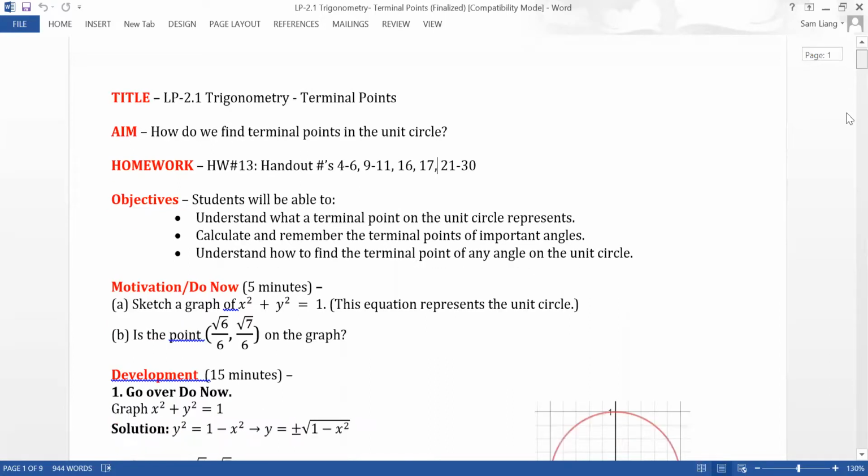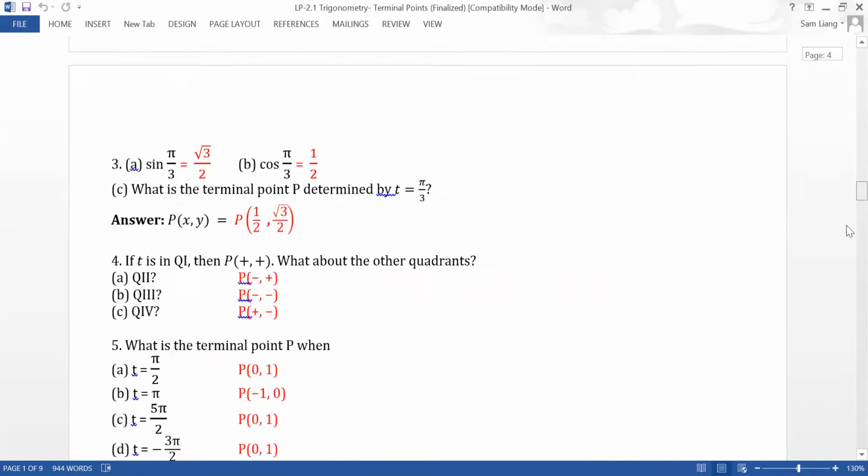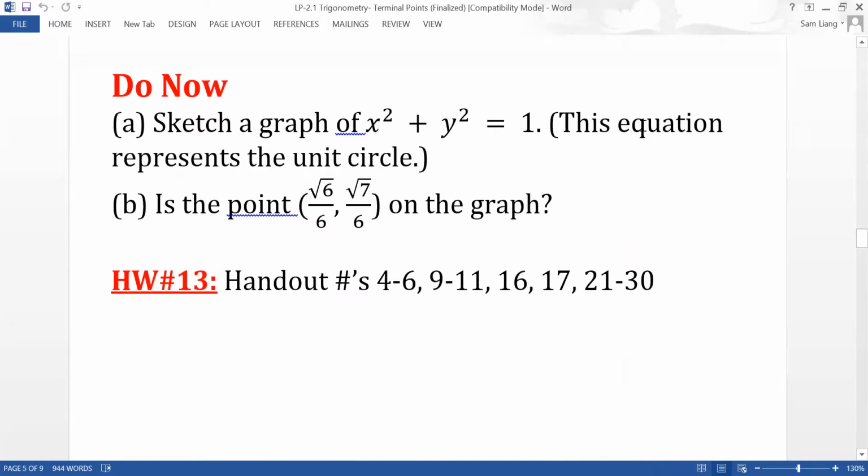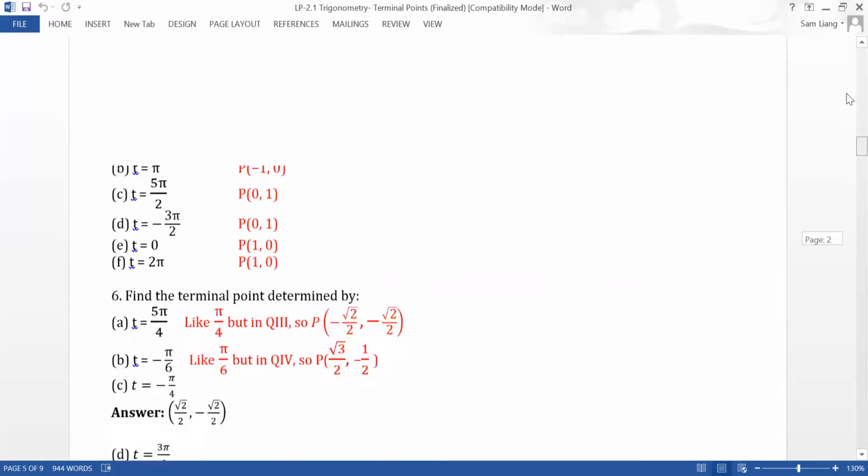So let me jump to the slide for that. So here we're going to sketch a graph of x squared plus y squared is 1. And this equation represents the unit circle. Okay. And part B is the point root 6 over 6 comma root 7 over 6 on the graph. Okay, we're first going to sketch this, and then we're going to determine if this point is on the graph. All right, here we are. Here's the solution.